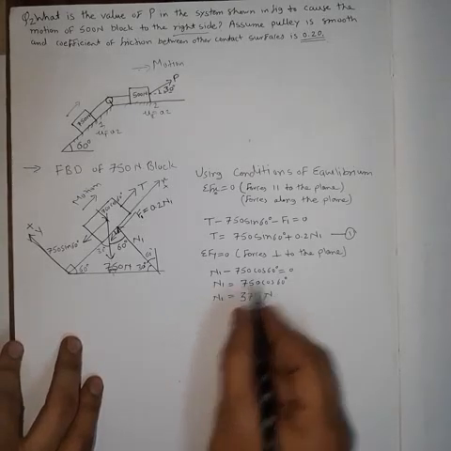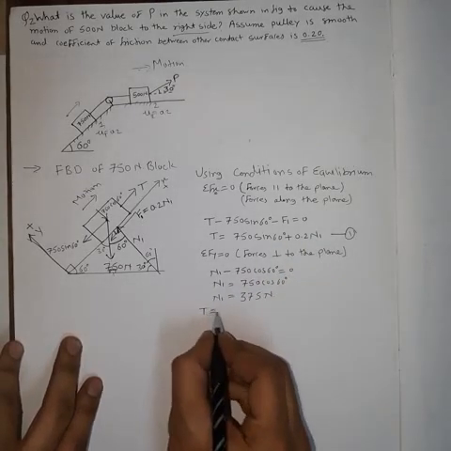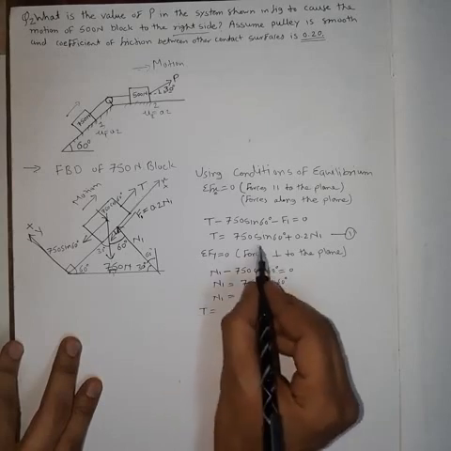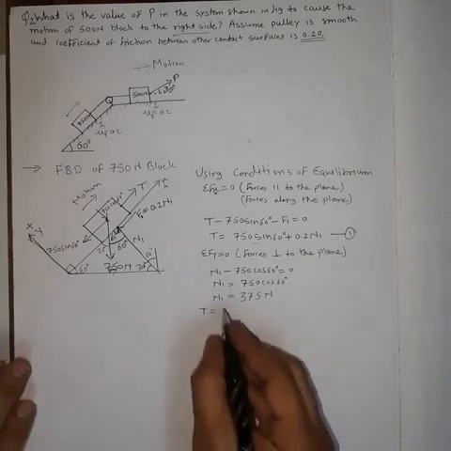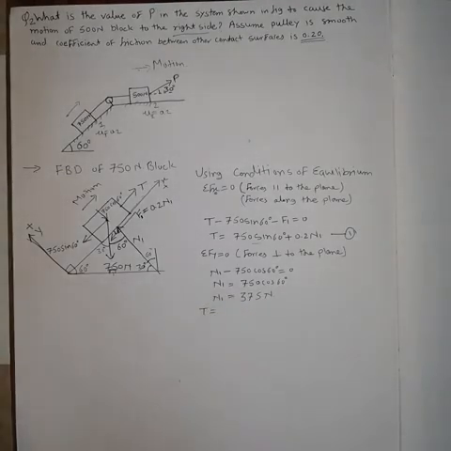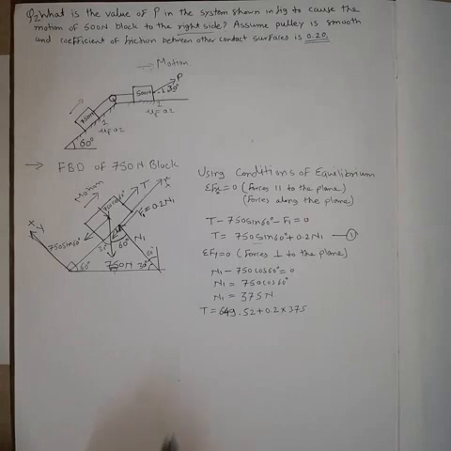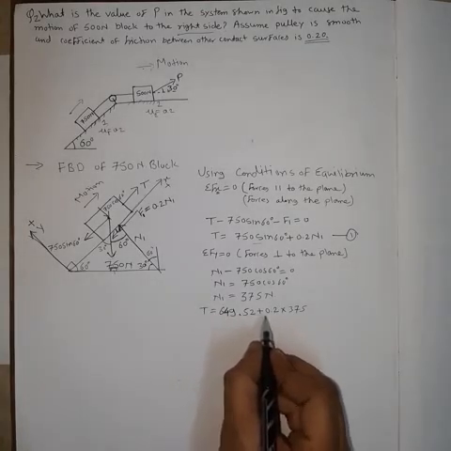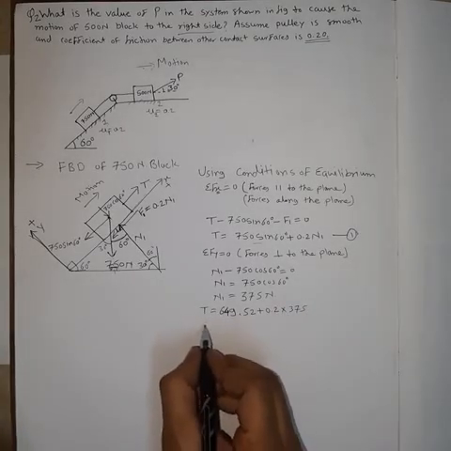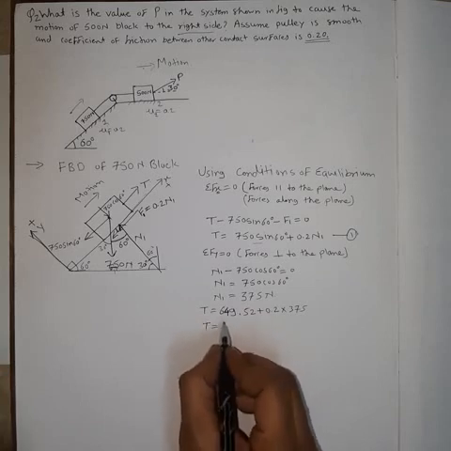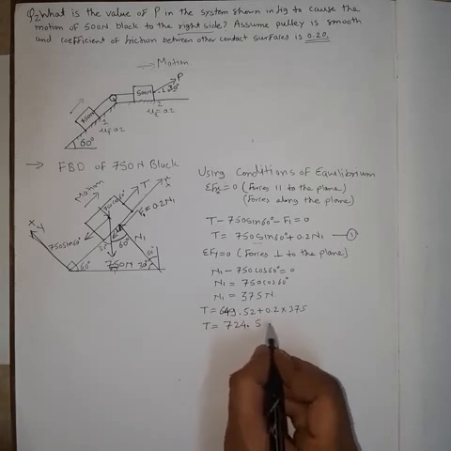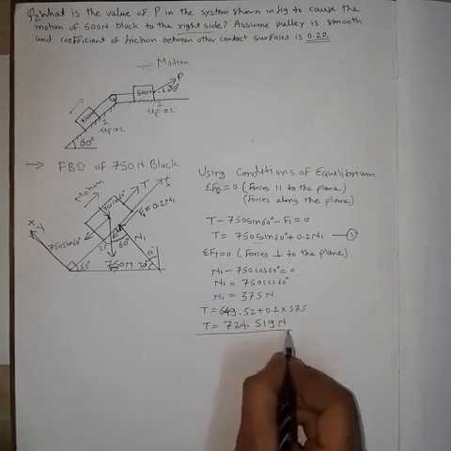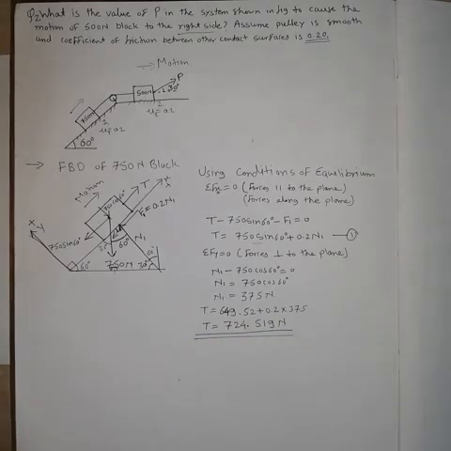So putting this value in equation number 1, the value of T will be equal to 750 sin 60, that will be 649.52, plus 0.2 multiplied by 375. So value for tension will be equal to 724.519 Newton. So that will be the value of force tension in that string.